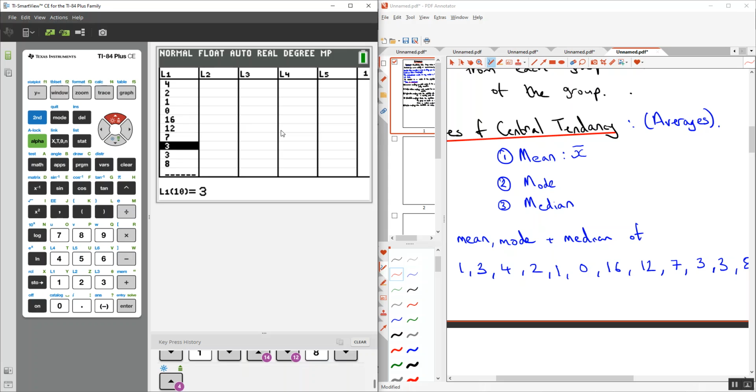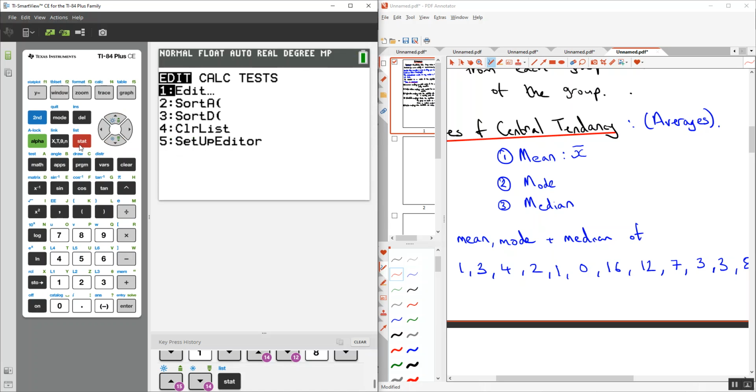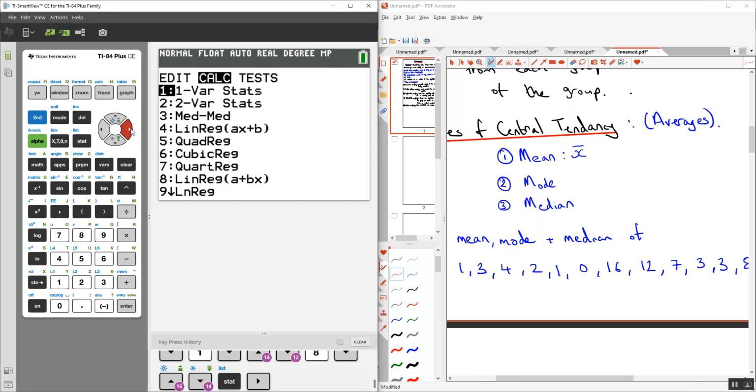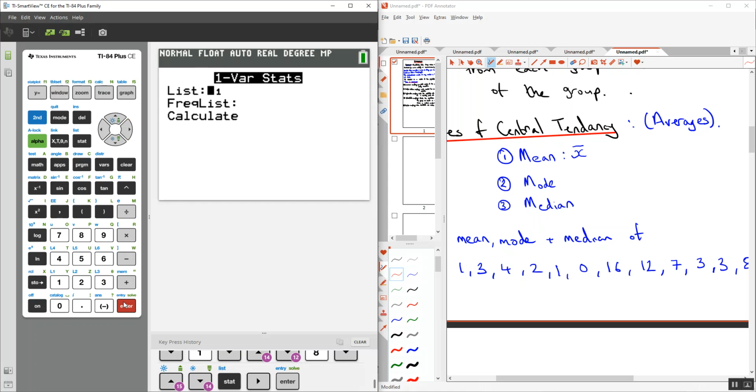No, it's there, to go up to the top, it's there, okay? So everything is there. All the data is in. Then in order to find out these results, if I go to Stat, go across to, what do you think? Calc. And we want one var stats. Okay, this is going to give us everything we need.